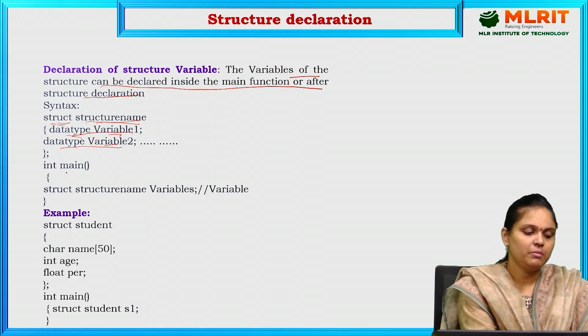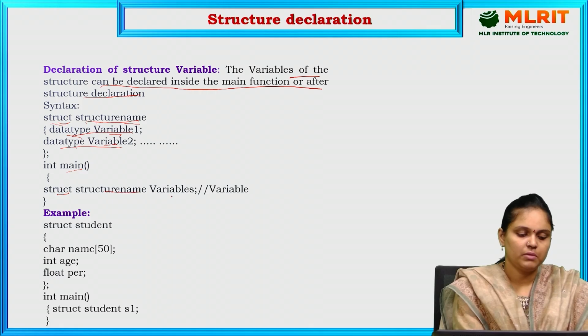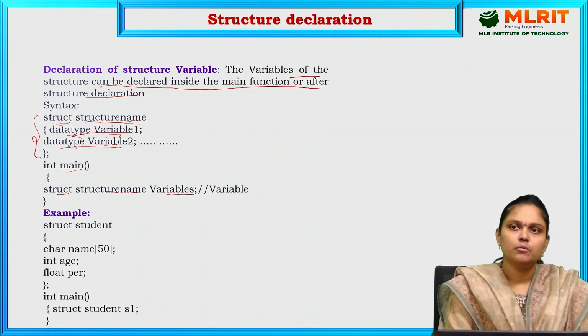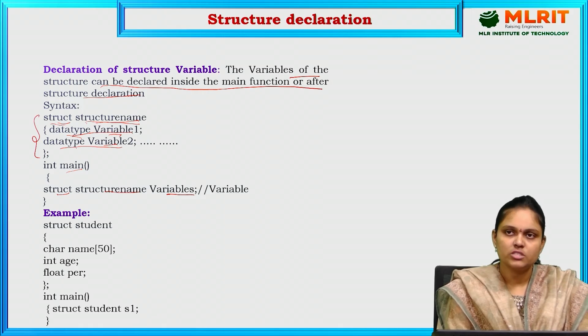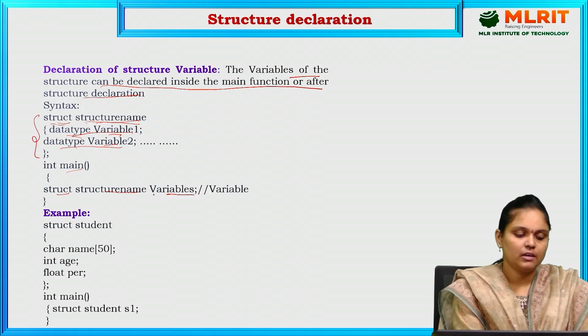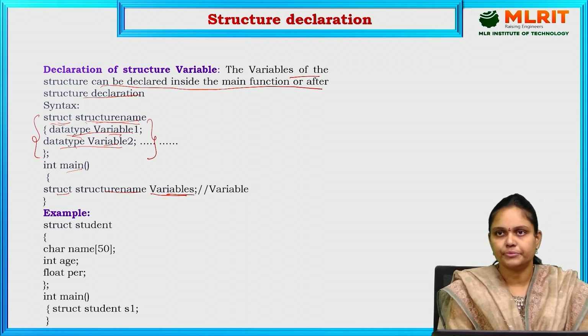And next, inside the main function, this is the variable declaration: struct name and variables. This is just a template that we are providing to the compiler, saying that we are using a structure and in this structure these data types are used. If you want to access memory, or want memory to be allocated for the structure members, then we need to declare a variable of that particular structure. Only if we declare a variable will the memory for it be allocated.